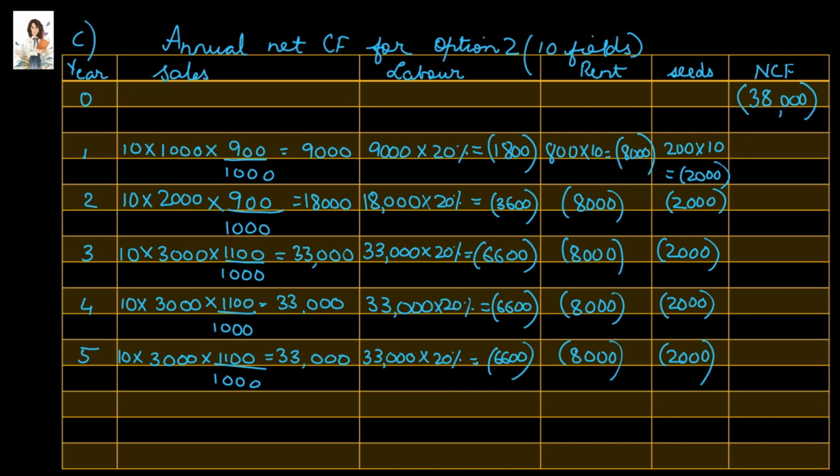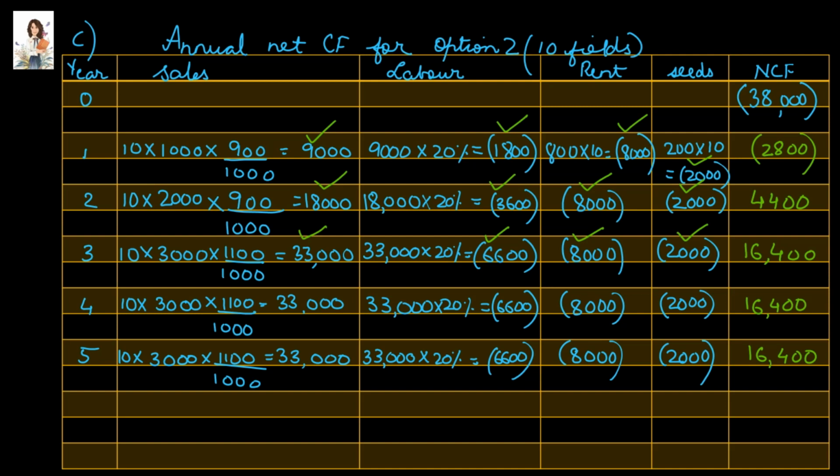Net cash flow for year 1 will be 9,000 minus 1,800 minus 8,000 minus 2,000, that is negative 2,800. Net cash flow for year 2 will be 18,000 minus 3,600 minus 8,000 minus 2,000, that is positive 4,400. Net cash flows for years 3, 4 and 5 will be 33,000 minus 6,600 minus 8,000 minus 2,000, that is positive 16,400.